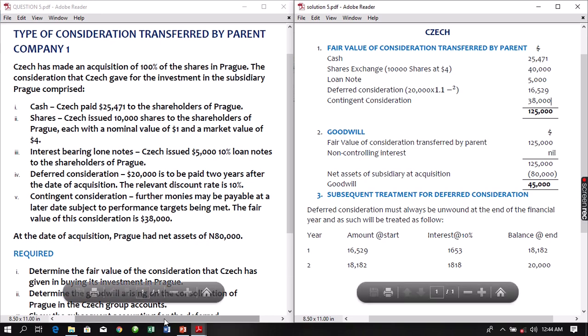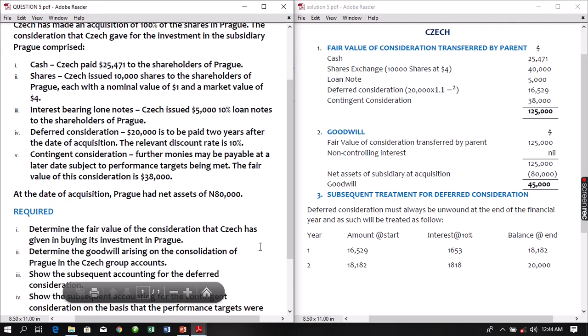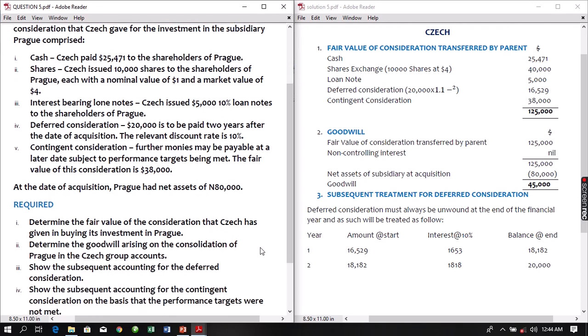And what is requirement 2? Requirement 2 says that determine the goodwill arising on consolidation of Prague in Czech group accounts. Now we've been preparing goodwill before. It is something very simple. To determine my goodwill, I need the fair value of consideration transfer by parents, and as you can see in workings 1 here, we've calculated it to be 125,000. Bringing it down, the fair value of consideration transfer by parents is 125,000.